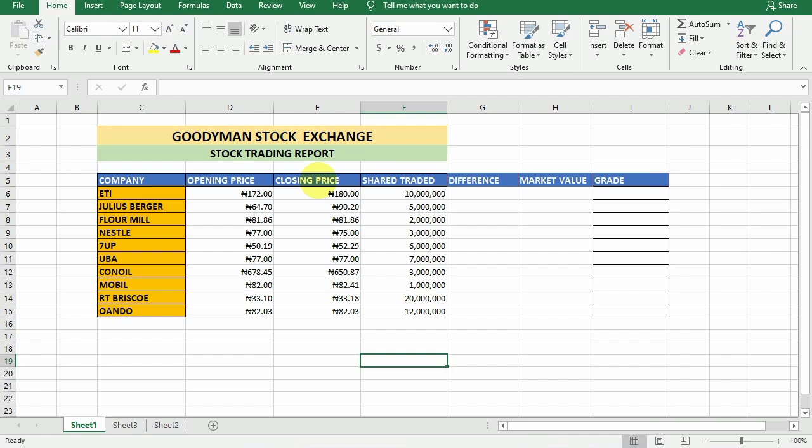Now what is opening price? Opening price is the price at which a company starts selling in the market.